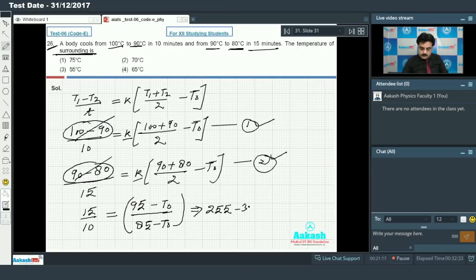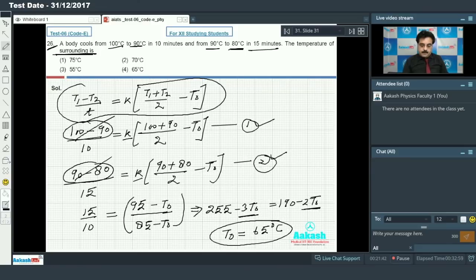And now if I take the cross multiplication, we'll get 255 minus 3T0 equal to 190 minus 2T0. 2T0 and 3T0, when you add them, we'll get 5T0. So on solving this expression, we'll get the value of T0 is 65 degrees centigrade. So in this question, you have to be very careful regarding this approximation method, and this is a very important question for the NEET. So on behalf of that, we can say option number 4 is correct.